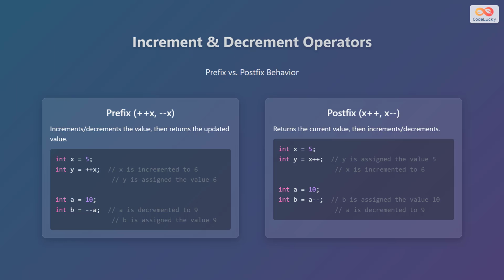On the other hand, postfix increment or decrement operators return the current value of the variable, and then increment or decrement it. When you use x plus plus, the current value of x is returned, and then x is incremented. And when you use a minus minus, the current value of a is returned, and then a is decremented. For example, if x is 5 and we assign x plus plus to y, y is assigned the current value of x, which is 5, and then x is incremented to 6. Similarly, if a is 10 and we assign a minus minus to b, then b is assigned the current value of a, which is 10, and then a is decremented to 9.